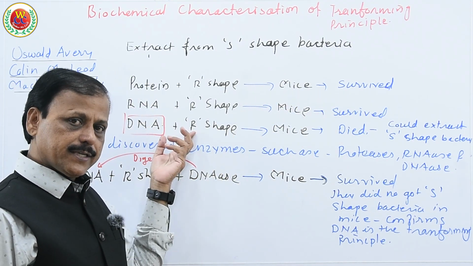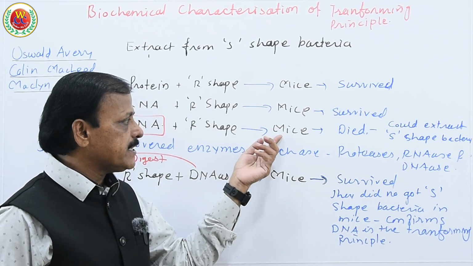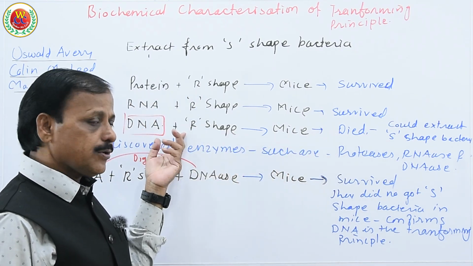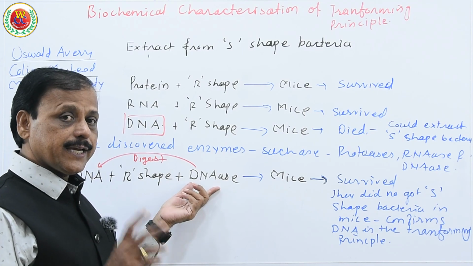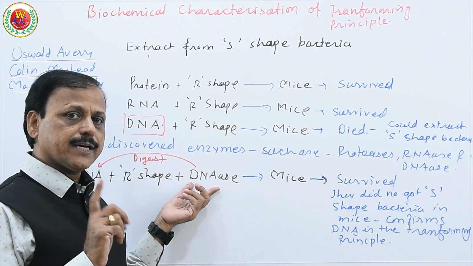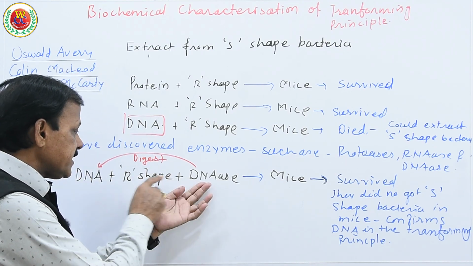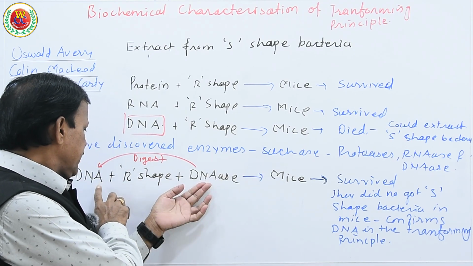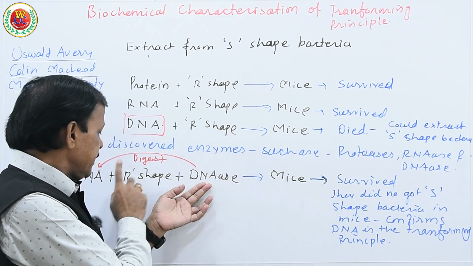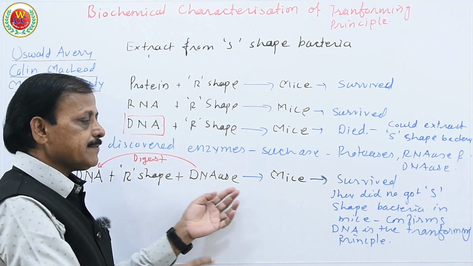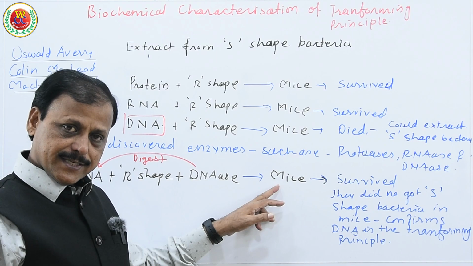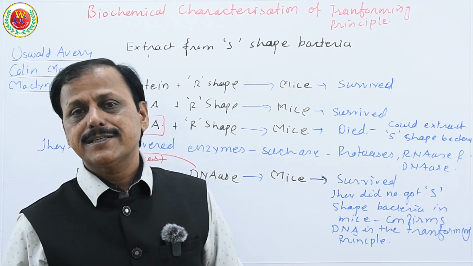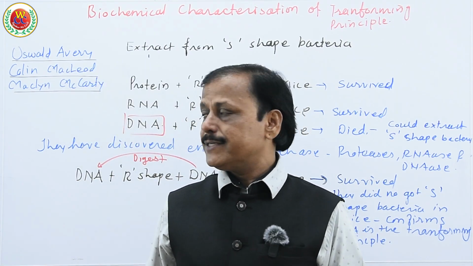But when the DNA of S-shaped bacteria was injected along with R-shape into the mice, they died. To have the control experiment to prove why DNA only and not RNA or protein, they discovered three enzymes: proteases, RNase and DNase. When they used proteases with DNA and R-shape, the mice died. DNA with R-shape and RNase, the mice died. But when DNA with R-shape and DNase, the mice survived. There was a change when DNase was used. That shows that DNA must be the genetic material. This is the experiment given by these three scientists.